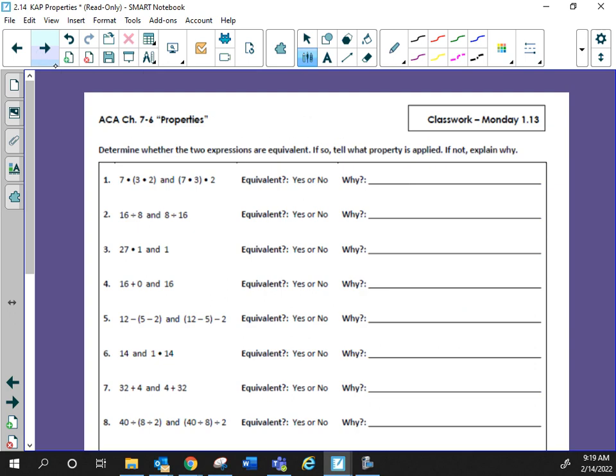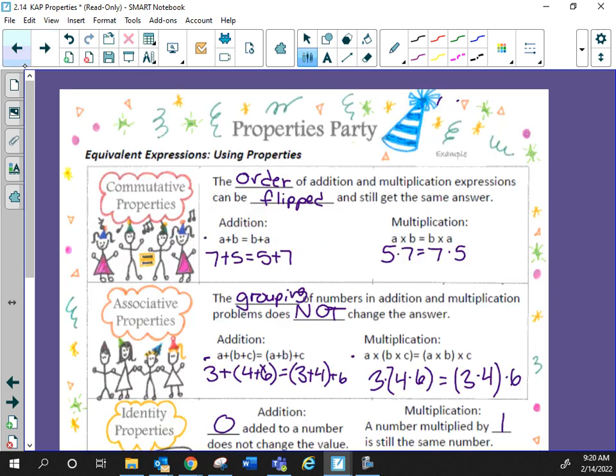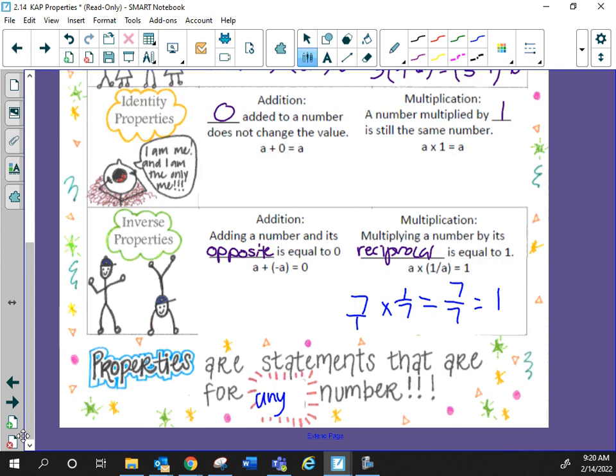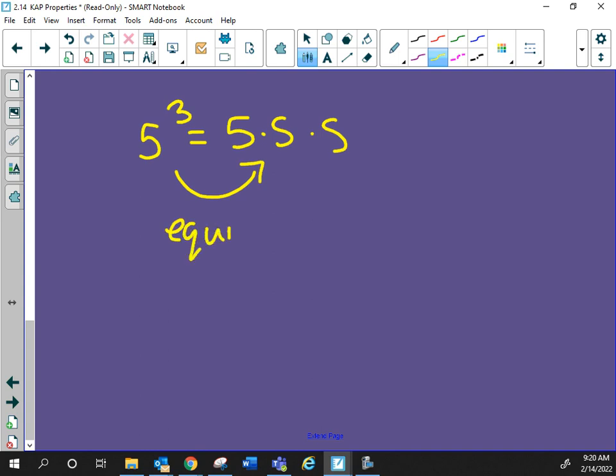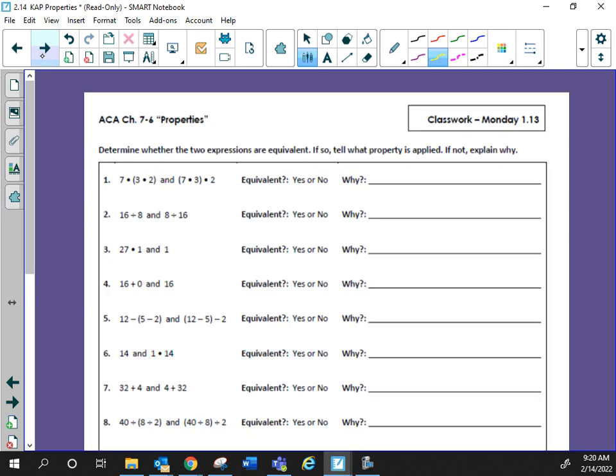Nothing too crazy. So what we're going to do now is we're going to practice. Remember how Ms. Lytle said that when we did exponents, like 5 to the 3rd is an equivalent expression to 5 times 5 times 5. These are equivalent because they get me the same answer. Y'all remember that? Okay? Properties are more examples of equivalent expressions because I can write it two different ways and get the same answer.